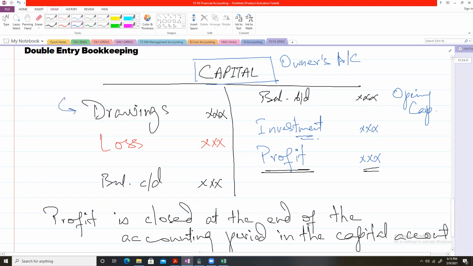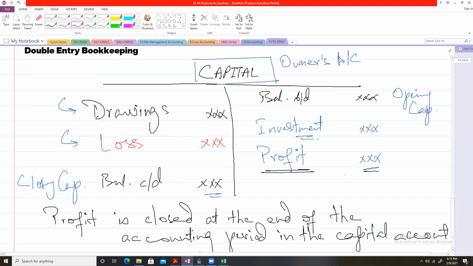Similarly, drawings are the opposite of capital. That's why drawings are debited to the capital account. This means that when an owner makes drawings, when the owner takes out something from the business for his or her personal use, the capital account reduces. That's why we have debited the capital account with the amount of drawings. In the same way, if there is any loss suffered by the business, this loss is also debited to the capital account. And eventually, we have the closing balance of the capital account here.